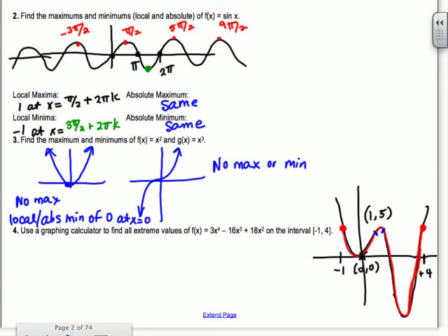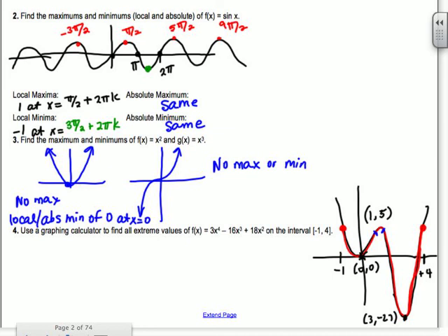I have to change my window because I want to make sure I can see the bottom of it. Negative 30, go down there. Yeah, it does go really low, doesn't it? Yeah, I got 3 comma negative 27. Okay.